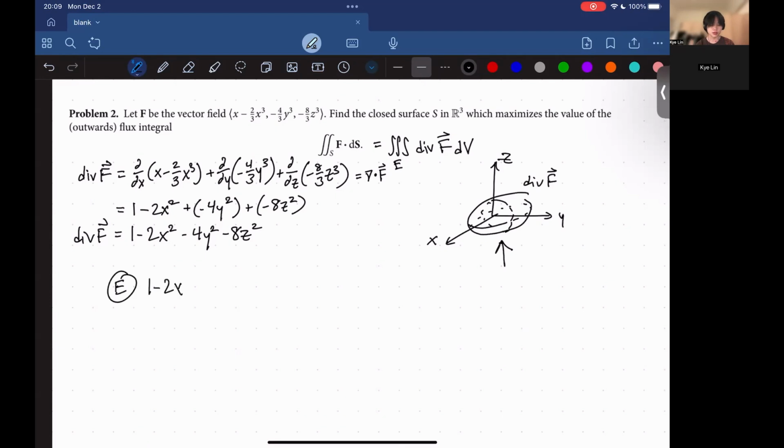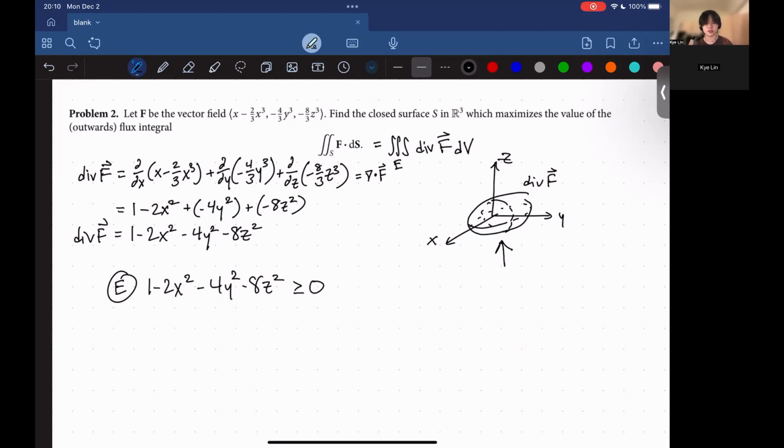So that's going to equal 1 minus 2x squared minus 4y squared minus 8z squared greater than or equal to 0. Why do we put greater than or equal to 0? Because we're trying to get all of the volume inside this surface. If we had some parts of this that were less than 0, then it would be like negative volume almost, like we don't want to go there.